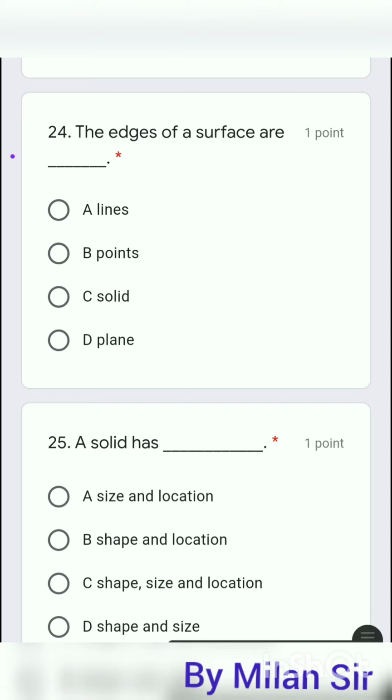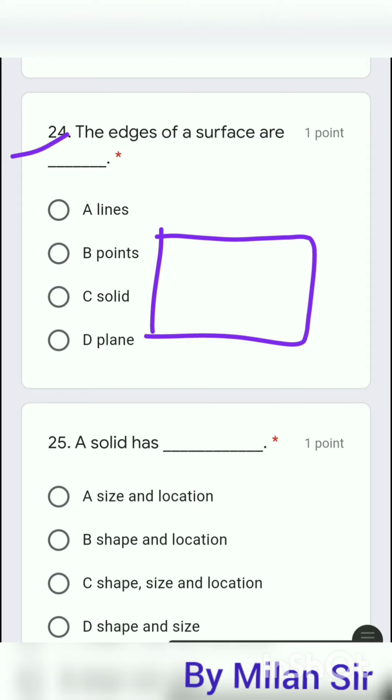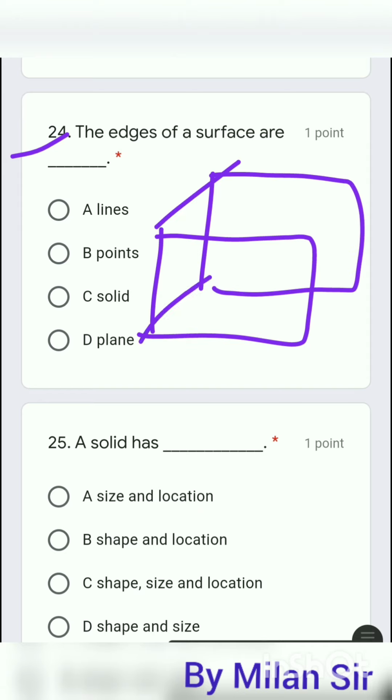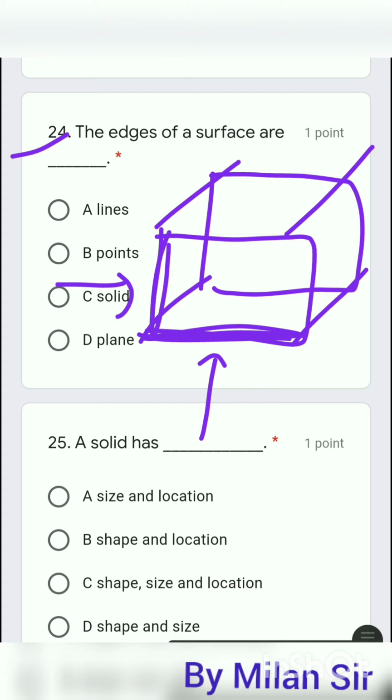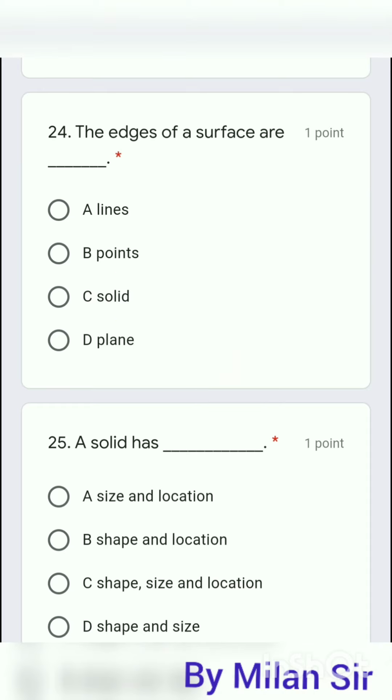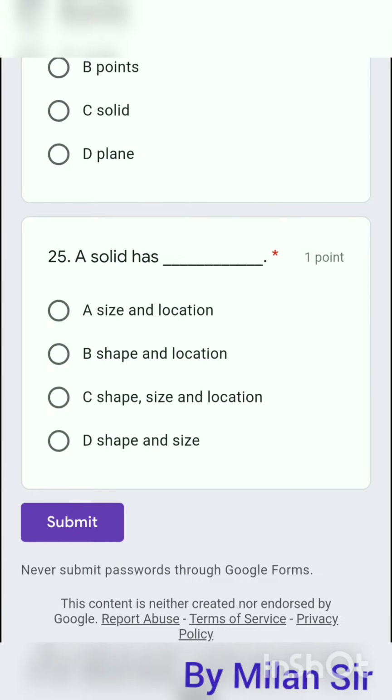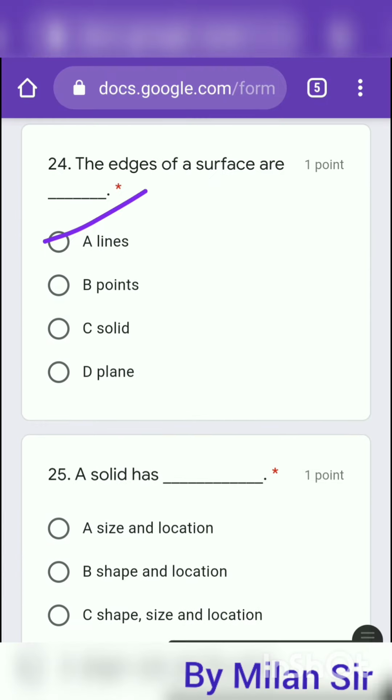After that, question number 24, the edges of a surface. If we think about the cuboid, edges of a surface, so this is called an edge, right? It is one line. This is another edge. It is also one line. So we can say that the edges of a surface are lines. Vertices are points. So here our answer is lines. Edges of a surface are lines.